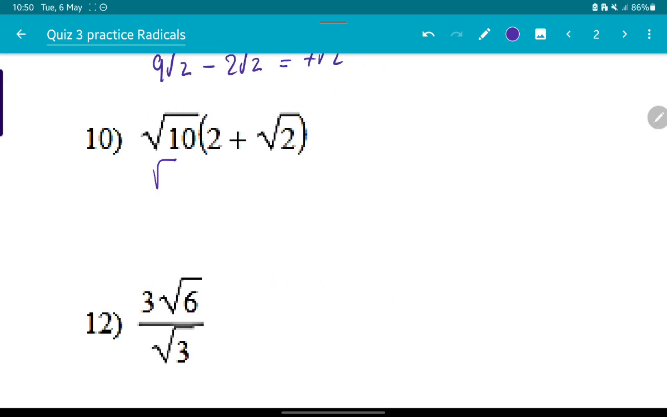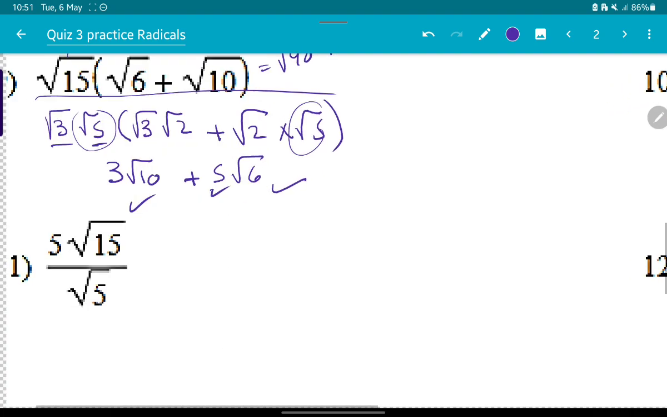Same here. Root 5, root 2. Root 5 times root 2 times 2, it stays the same, root 10, because we don't have a square root inside. But it will work with the second one. It will be 2 root 5 because root 2 times root 2 is 2, and root 5.